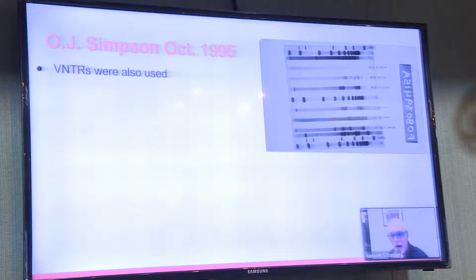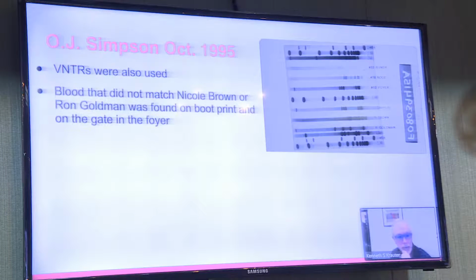These are some of the examples of the DNA, and shown here are the hybridization patterns of the VNTRs. It was discovered, looking at the blood, that some did not match Nicole Brown, the victim, and you can see her band here. There was blood found that was not her DNA. It was not Ron Goldman's DNA, because this was his band pattern, but it was this DNA. See, there are 3 bands here and 3 bands here, 3 bands here, 3 here, 3 here, and 3 here.